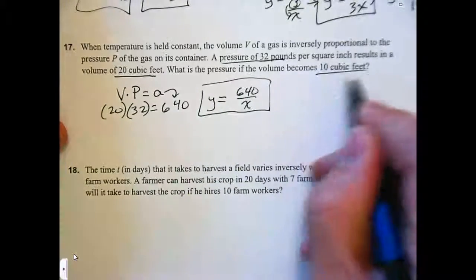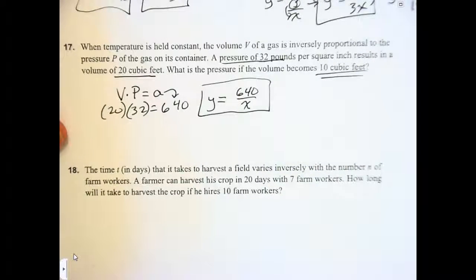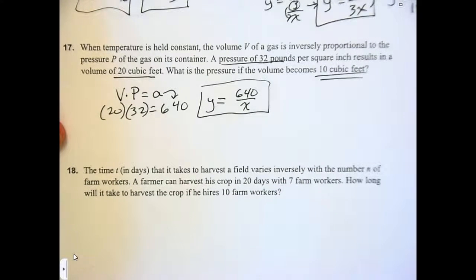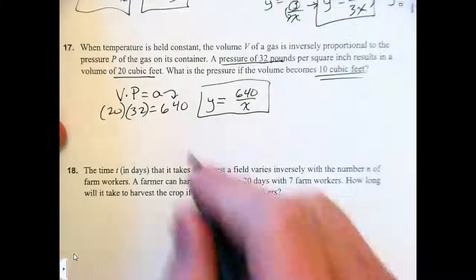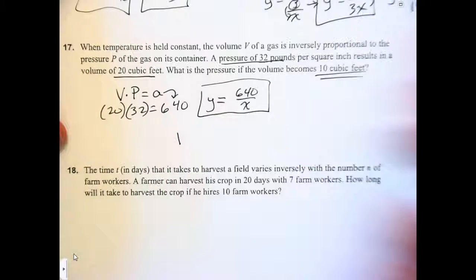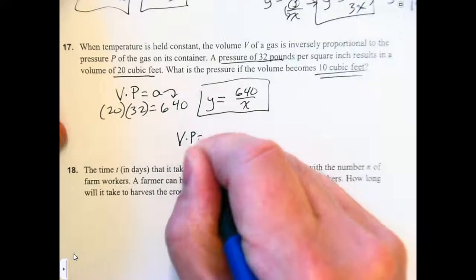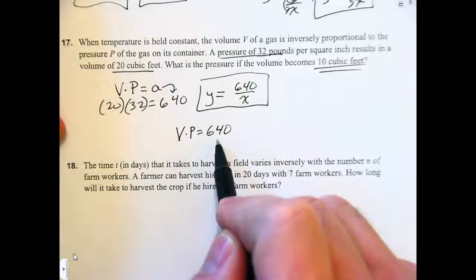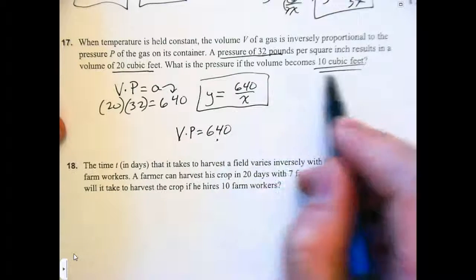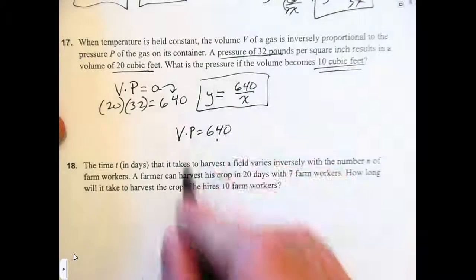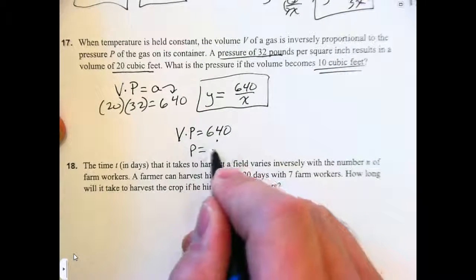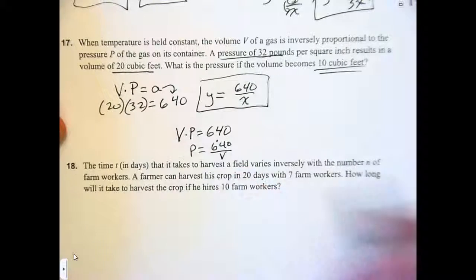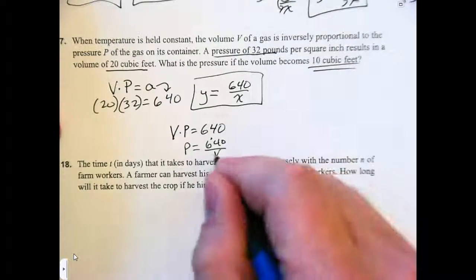That then allows us to evaluate when the volume is 10. Well, which one's volume? X or Y? What's that? Doesn't matter? You sure? Hey guys, I'm really not trying to be difficult here. I just want to make sure that we're clear. If we just leave it as V times P equals 640, and I say, okay, I know a volume, I want to know the pressure, I would have to get P by itself, I'd have to divide by V, right?